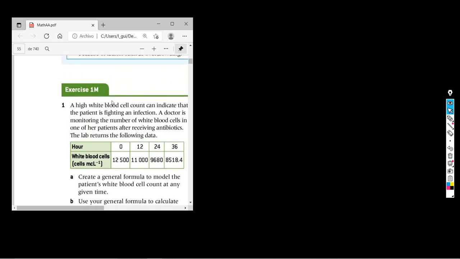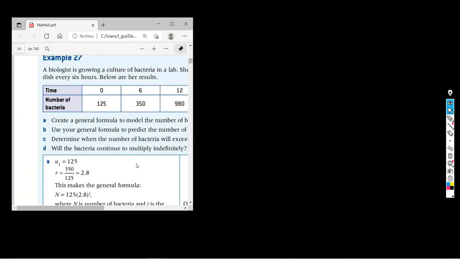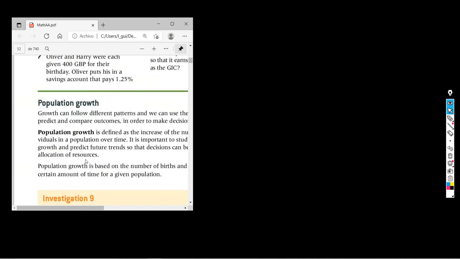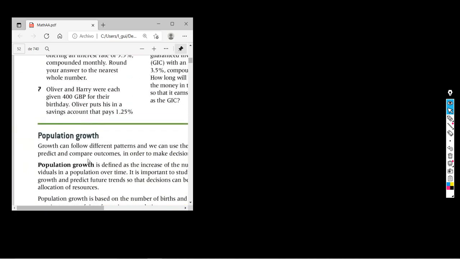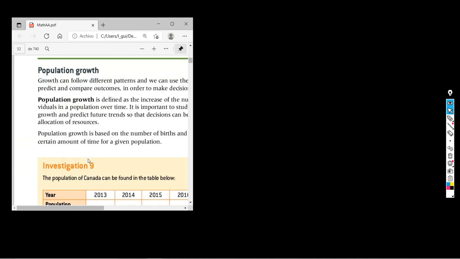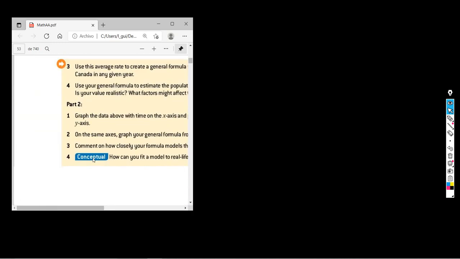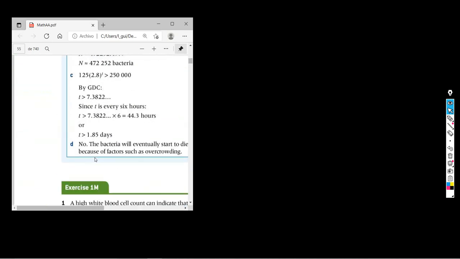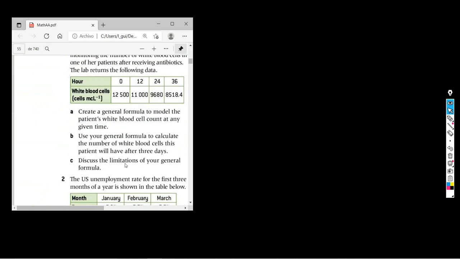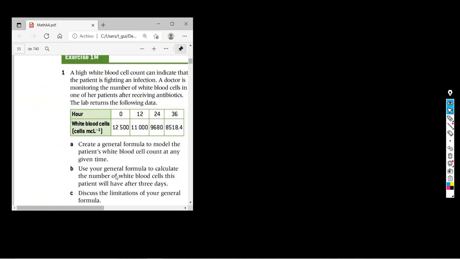Hello class, so this is exercise 1M, problem number 1. This is under the section of population growth right here, okay? So this is a very short section and it's basically how we can use sequences, whether arithmetic or geometric, in order to model some growth. You know, it doesn't have to be population, it can be the growth of anything, can be modeled after these two mathematical ideas of sequences and series, and I will give you one of those examples in here.